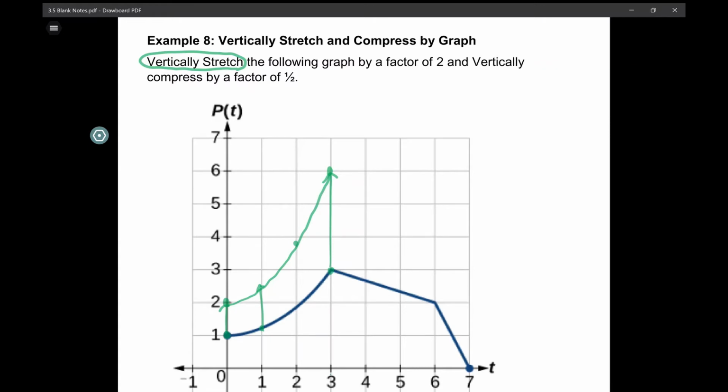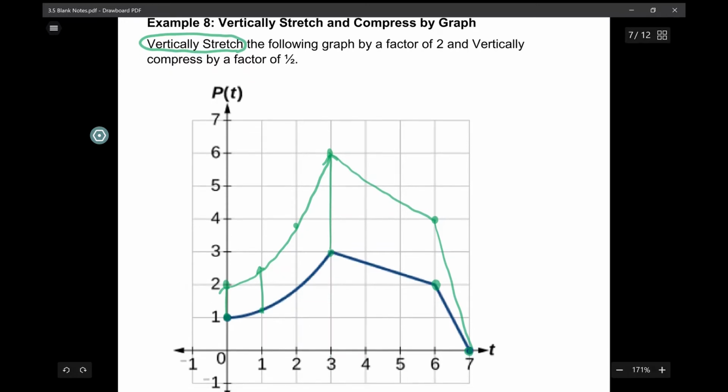Since the next piece of my graph is a nice straight line, I'm just going to jump to the end. At input 6, output is 2. Double that, output would be 4. So I draw that piece in. And finally, if input is 7, output is 0. Double of 0 is still 0. So that actually just stays the same. So there's my vertical stretch by a factor of 2.